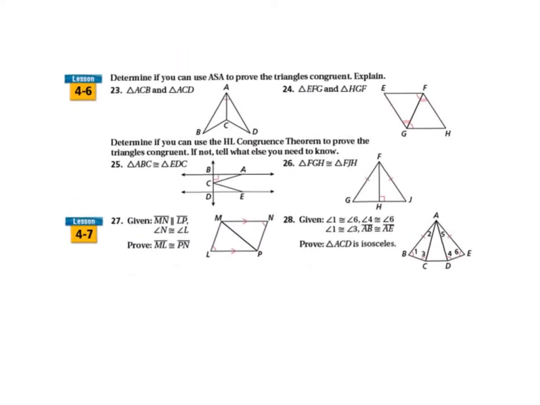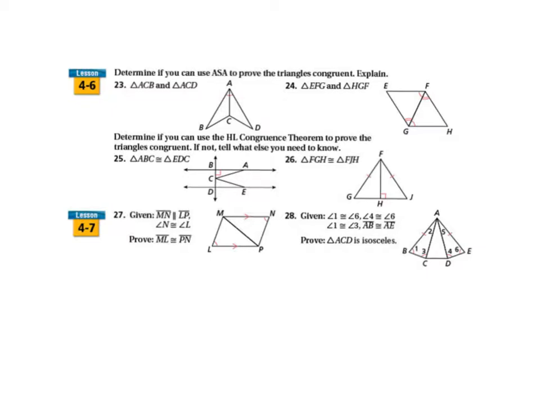And then 4, 6. Okay, 4, 6 was the other acronyms, right? So now we got into angle, side, angle, and hypotenuse, leg. No, angle, angle, side and hypotenuse, leg was 4, 6.